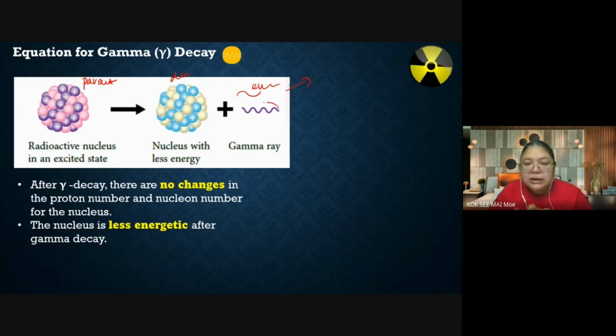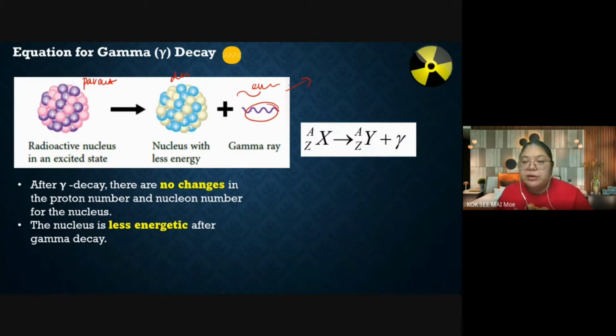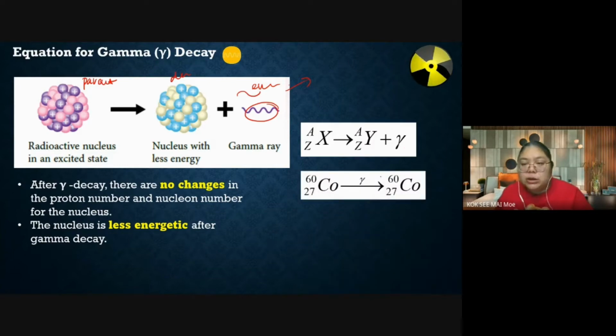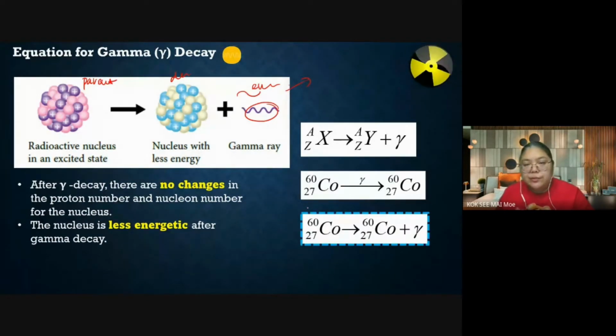But the gamma is a gamma ray. We only know the energy is lost, but we don't have any charge changes. So we write the equation. You see nothing for the gamma, because gamma totally doesn't have any charge. So we cannot see the proton number and neutron number change. A and Z, nothing happened. So this one we call gamma ray decay.